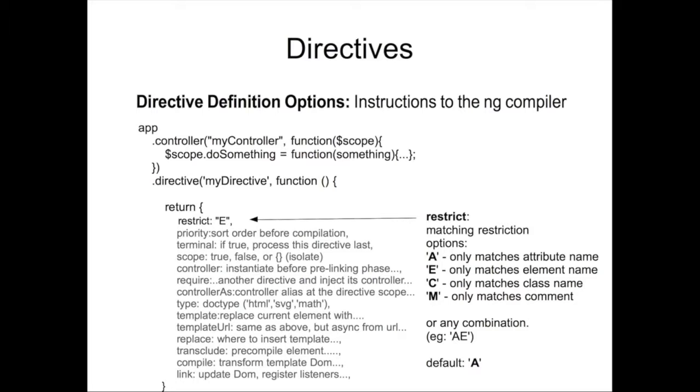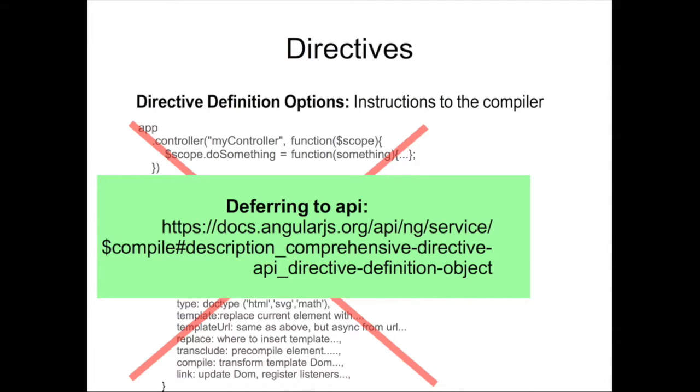So the first one, restrict. It's a matcher attribute. It matches on the attribute, the element, the class name, or any combination of those. Default is A. Get comfortable. Bam! I'm not going to go over all these. I'm going to defer to the API. For one, I haven't gone through all these yet. I'm still exploring them. This is my wonderland. And secondly, covering all of these in depth would take hours.